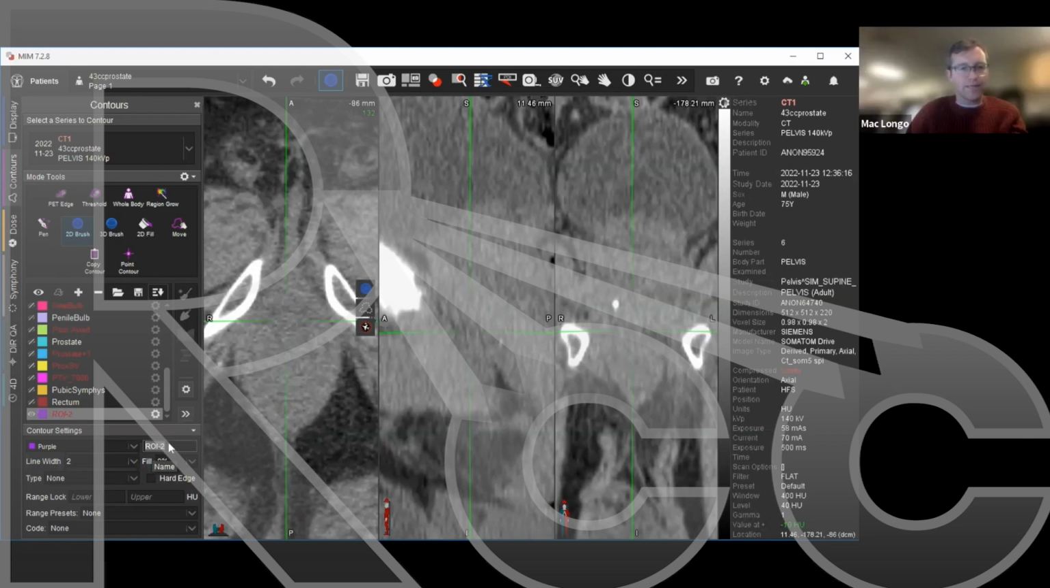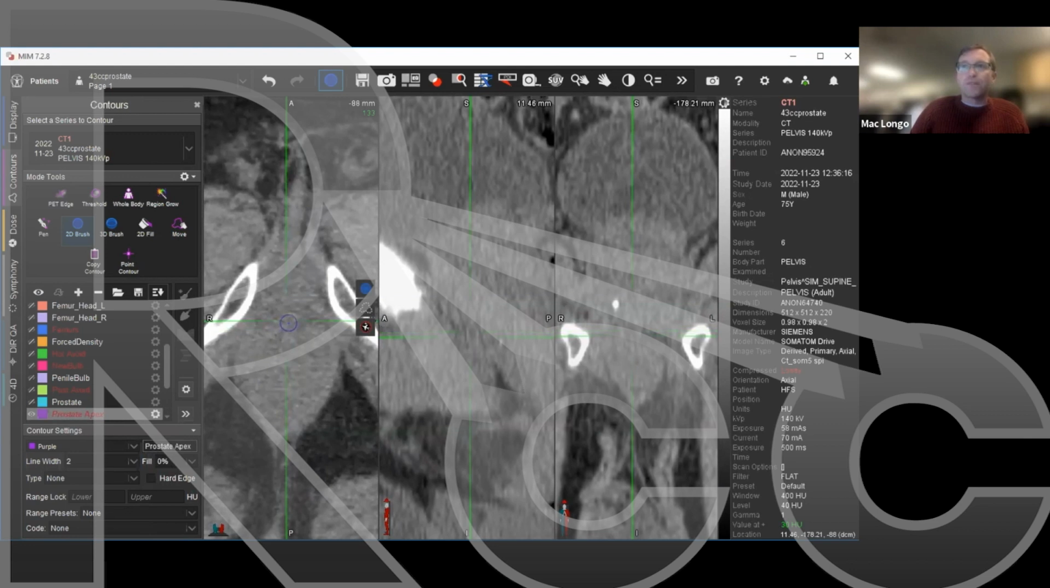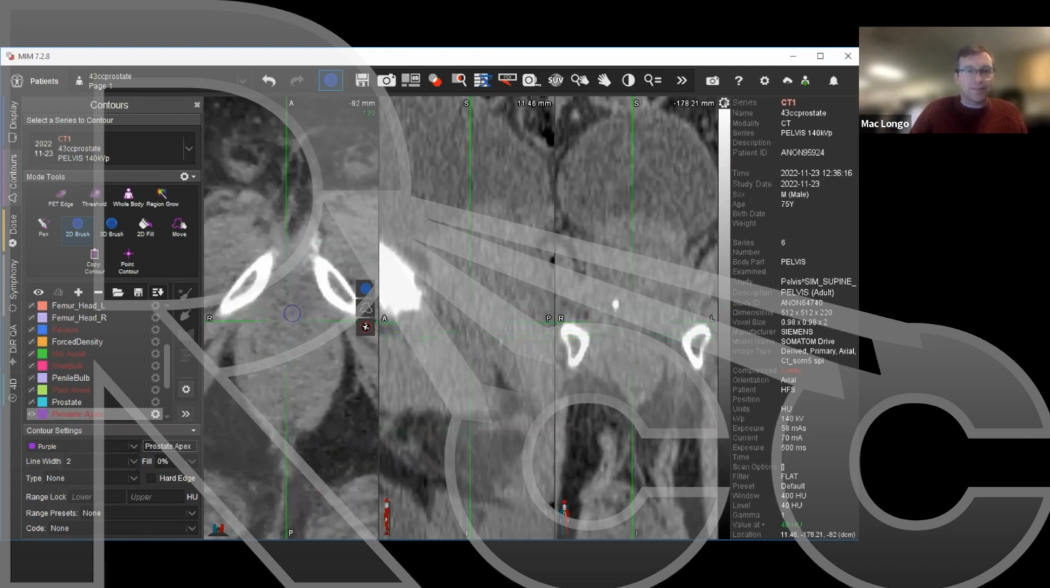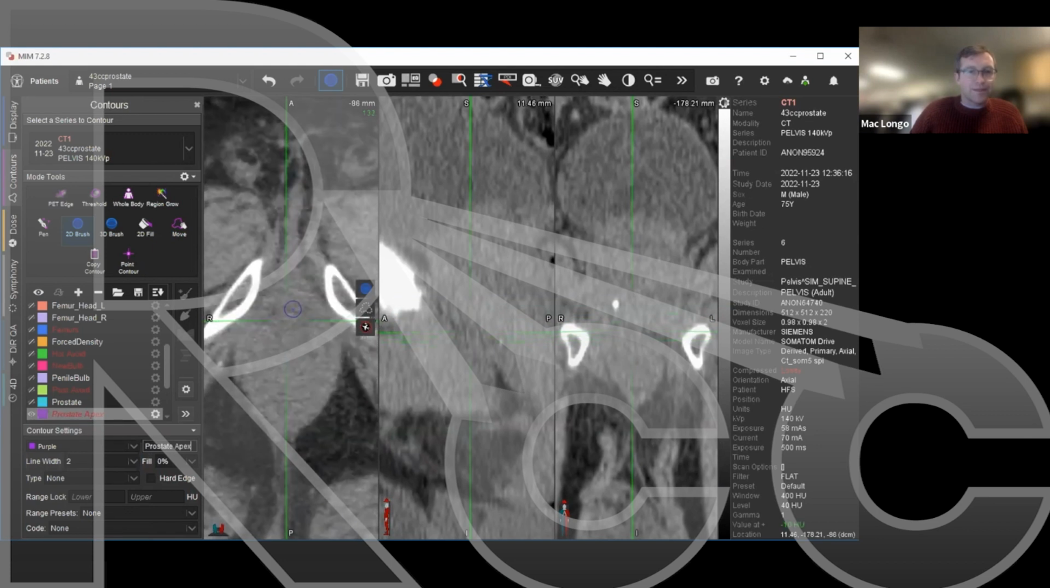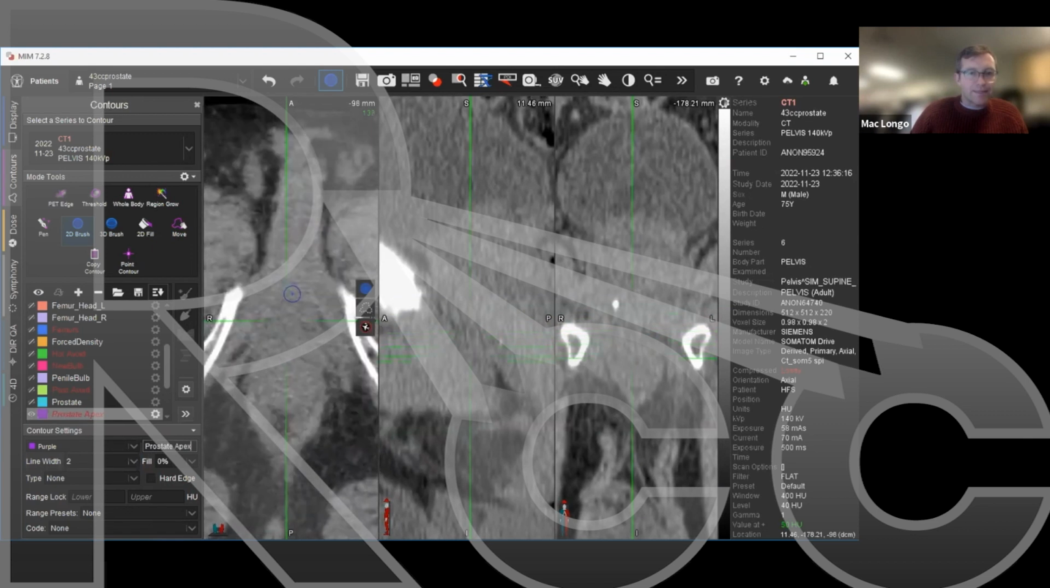Okay, so let's move to some of the challenges and common mistakes in prostate apex contouring. It can be really difficult on CT to separate between the membranous urethra and the prostate.